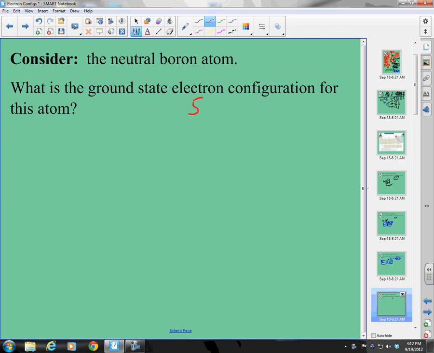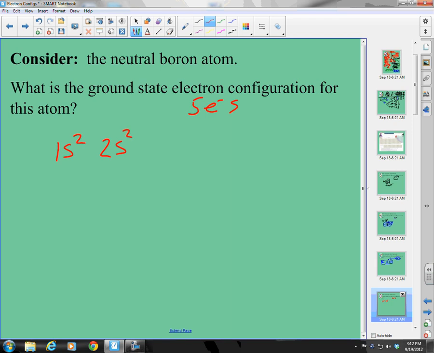So I need to place 5 electrons, right? So where are we going to start? Well, we're going to start at our 1s, and we're going to put 2 in the 1s. And then after the 1s, we have to go to the 2s, right? And how many electrons can go in my 2s? 2. And then where do we go?